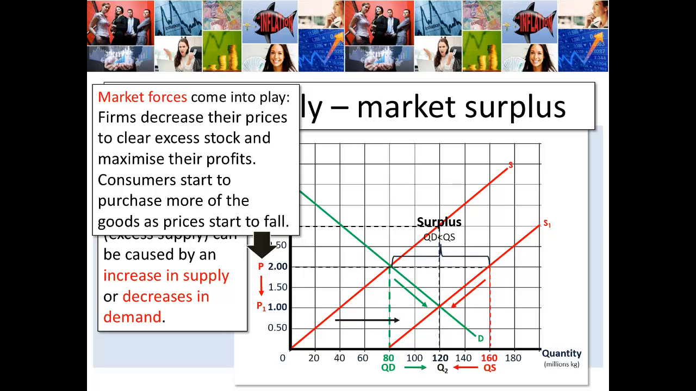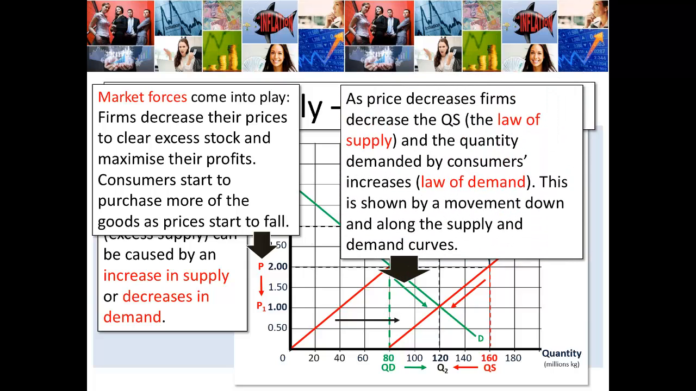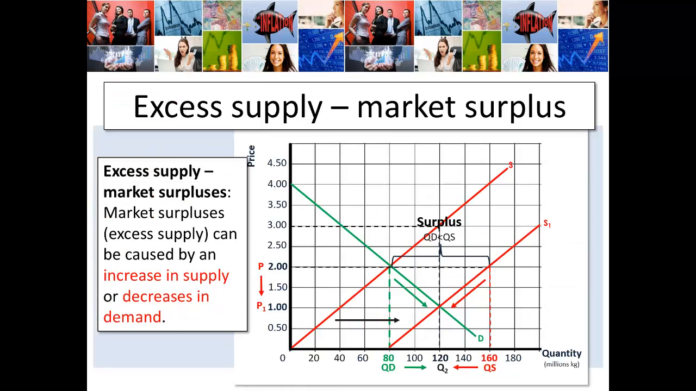So again, we say that market forces come into play. This time firms are decreasing their prices to clear the excess stock and maximize their profits. Excess stock in the warehouse not being sold, there's no profit in unsold stock. As this happens, consumers start to purchase more of the goods as prices start to fall. And this results in the laws of supply and demand kicking in. So as the price decreases, firms decrease the quantity supplied and the quantity demanded by consumers increases, and this is shown by those arrows along the supply and demand curves there.